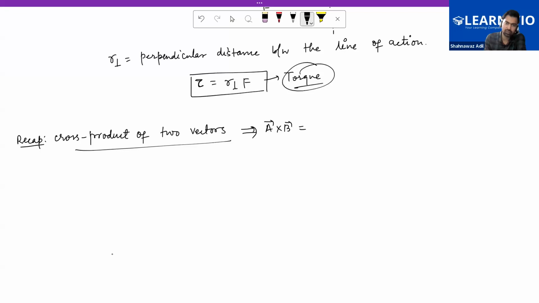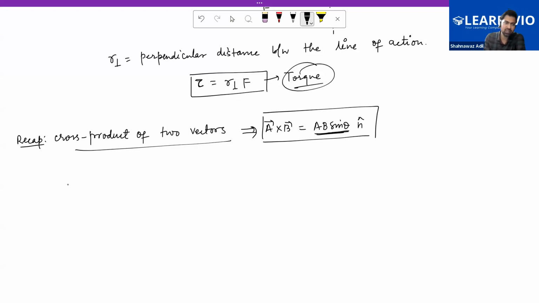What was A cross B? This was AB sine theta n hat. This was A cross B. Remember? So the magnitude of the cross product is AB sine theta.